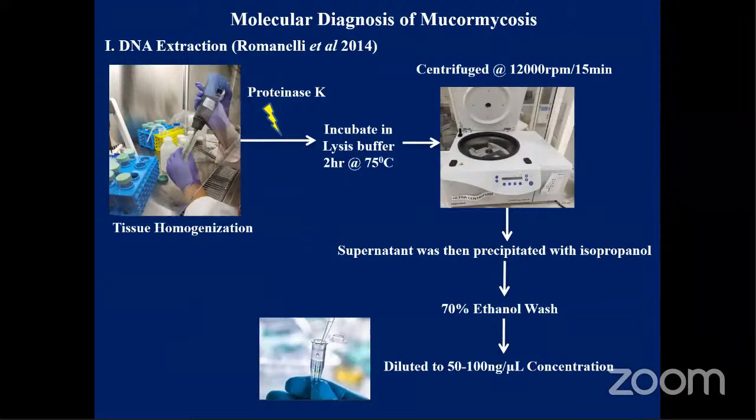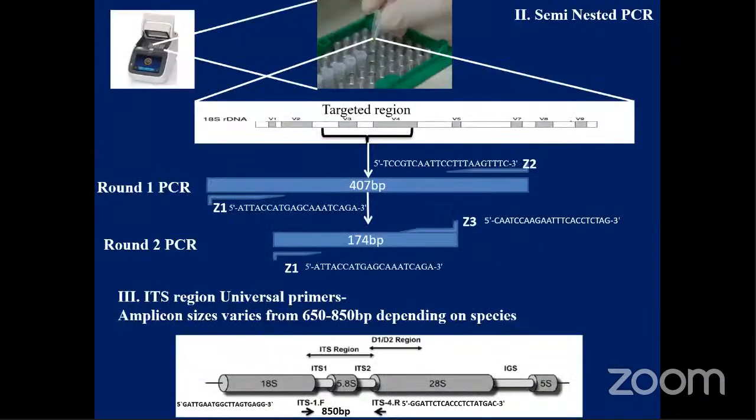Molecular diagnosis of mucormycosis. DNA extraction was done according to Romanelli et al., published in 2014. Tissue homogenization was done in a Falcon tube. Proteinase K was added and incubated with lysis buffer at 75 degrees centigrade for 2 hours. Centrifugation was done at 12,000 rotations per minute for 15 minutes. Supernatant was precipitated with isopropanol, then given a wash with 70% ethanol and finally diluted to 5200 nanograms per microliter concentration.